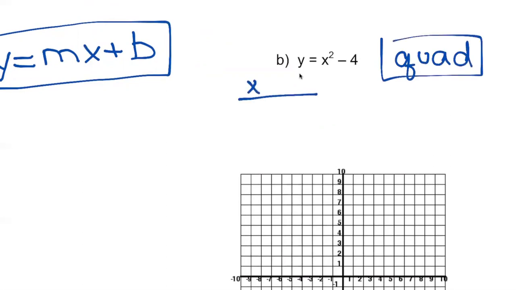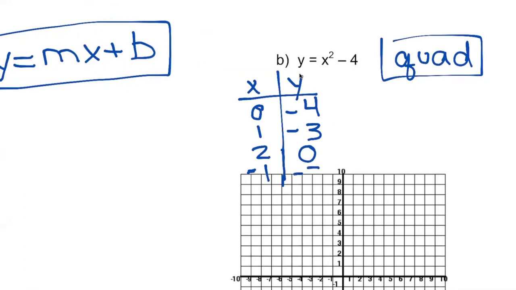So here you could make a table. So you could plug in 0. 0 squared minus 4 is negative 4. You could plug in 1. 1 squared minus 4 is negative 3. You could plug in 2. 2 squared minus 4 is 0. And I would try some negatives, although hopefully in your mind you're already thinking a U shape, a parabola, because it's quadratic. Negative 1 squared is positive 1, so 1 minus 4 is negative 3.